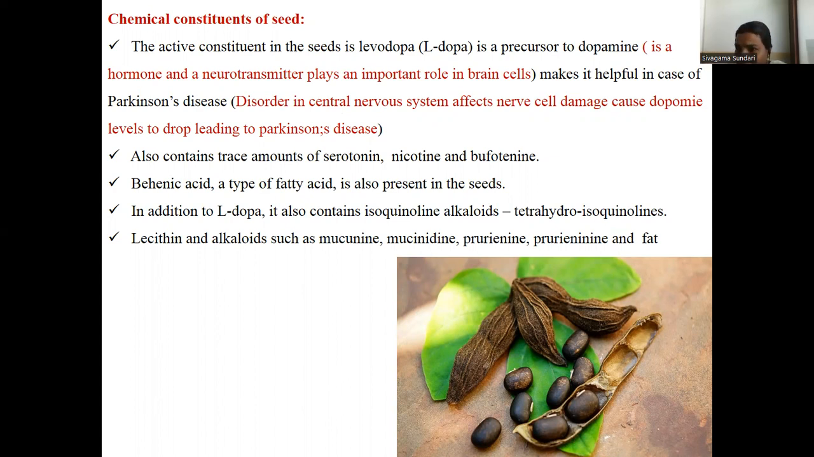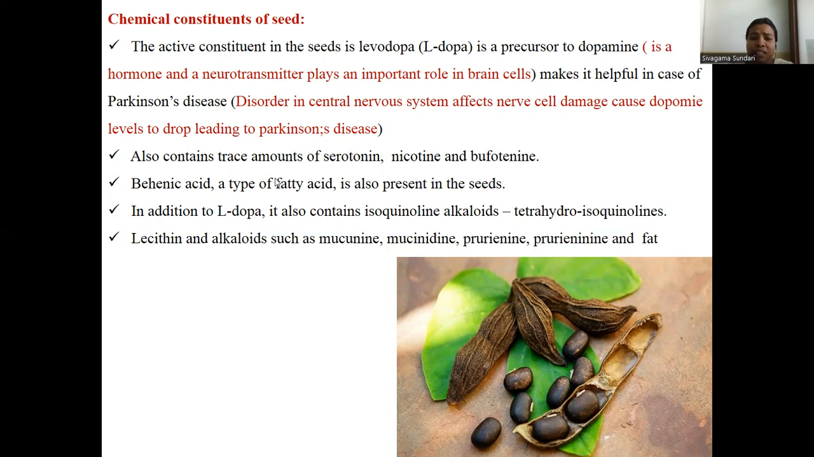If the dopamine level comes down, what happens? Nerve cell damage happens, and it results in what we commonly call Parkinson disease. So to treat Parkinson disease, to bring the dopamine level up to the optimum for the normal function of the brain cells, the patients are given this L-dopa, the seed content present in the pod, that means the seed of Mucuna pruriens. Mainly this seed content, which has the L-dopa, is given to the Parkinson disease patient to bring up the dopamine content.